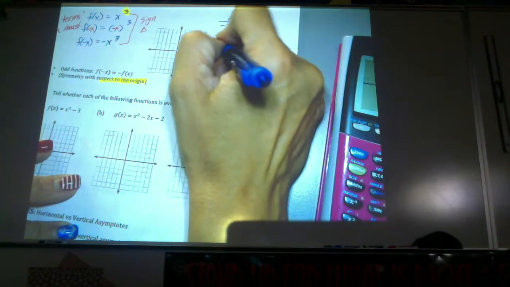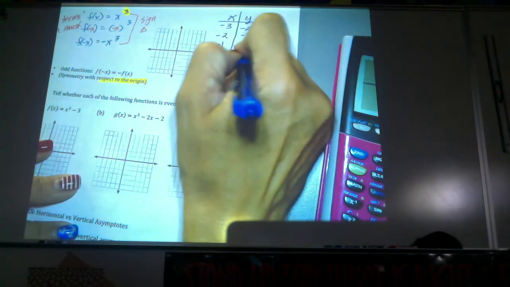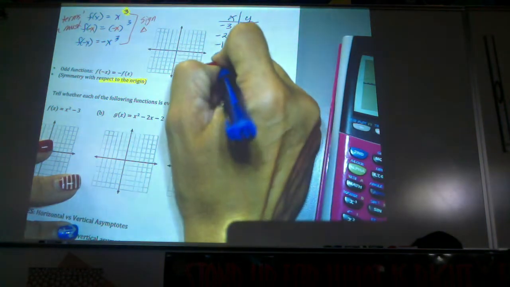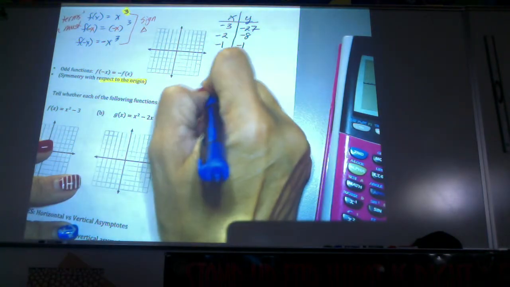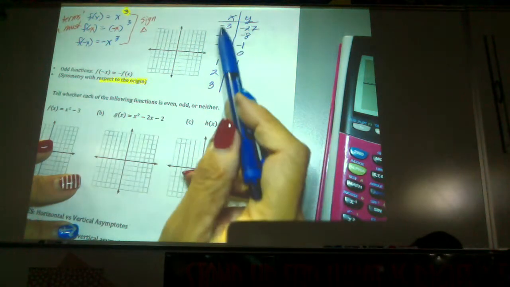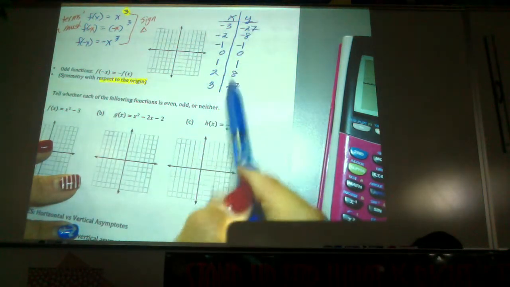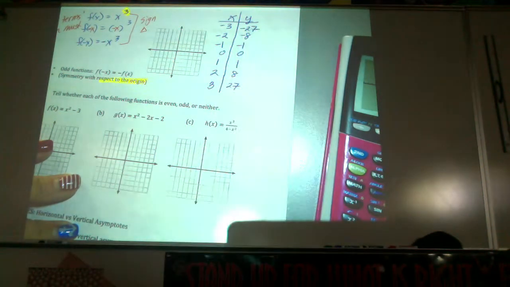If I choose -2 and cube that, I get -8. Choose -1 and cube it, I get -1. Cube 0, I get 0. Cube 1, I get 1. Cube 2, I get +8. And cube 3, I get +27, and so forth. What do you notice about as I change the sign of x, what's happening to y? Its sign is changing also. So unlike with the even function, when I change the sign of x, the y's sign did not change at all.